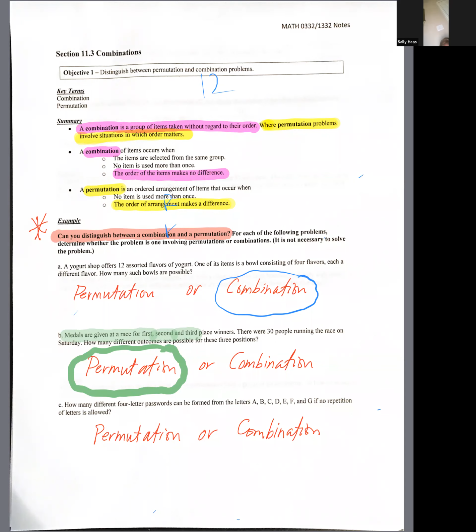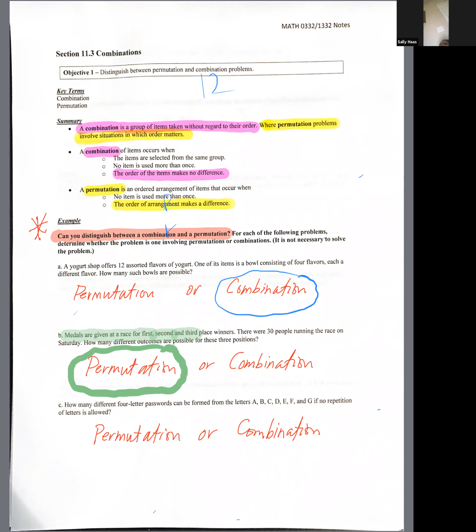It says, how many different 4-letter passwords can be formed from the letters A, B, C, D, E, F, and G if no repetition of letters is allowed? Again, this is one of those situations where we have to decide: did they imply to us that you will pick the first one, then the second one, then the third one, then the fourth one? Since it says it's a 4-letter password, and these are your choices.